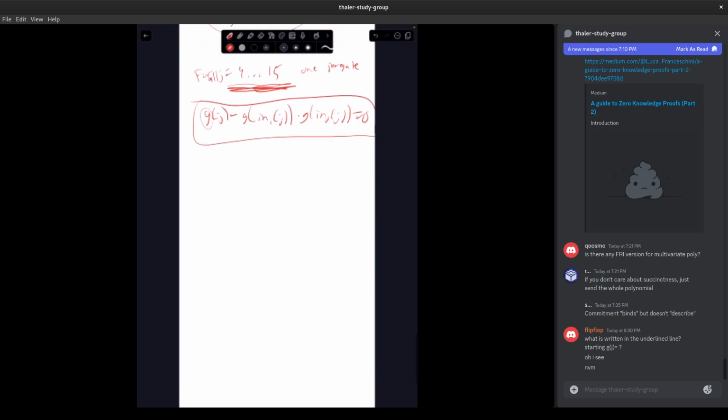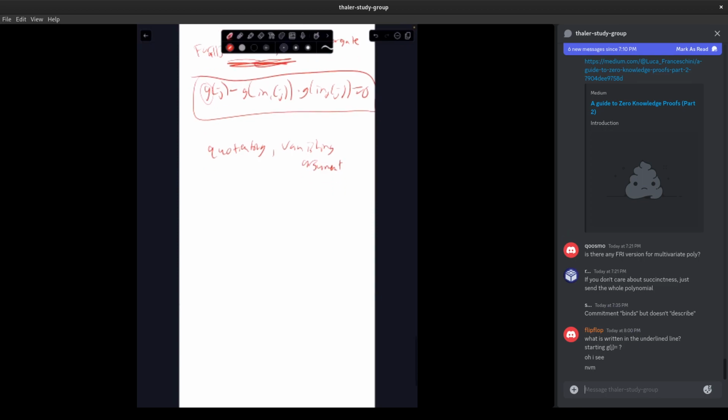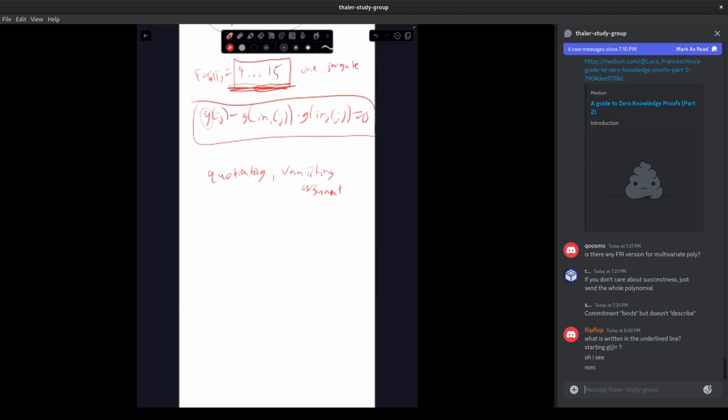The way that most univariate polynomial-based SNARKs work, which I called constant round polynomial IOPs before, is the following. They do something called quotienting, or people call this a vanishing argument. Let me call the set of labels we assign to the gates of the circuit S. In this case it'd be 9 up to 15, but in general it's just whatever we labeled the gates with.